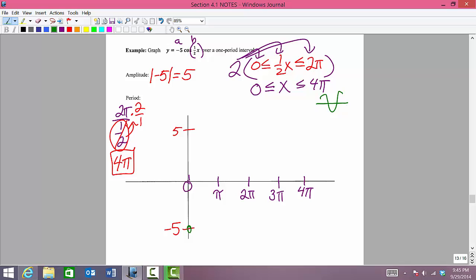So we're going to start at the minimum, come back down to the x-axis, go to the maximum, come back down to the x-axis, and then come back down to the minimum. So our cosine function flipped upside down would look something like this. So here's our cosine function with a period of 4 pi, with an amplitude of 5, and a flip, a vertical flip, because of the negative that was on A.